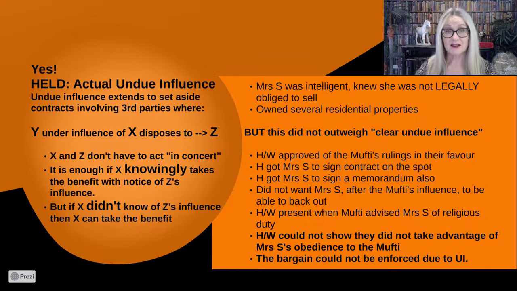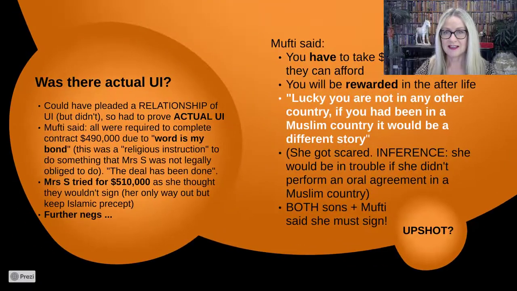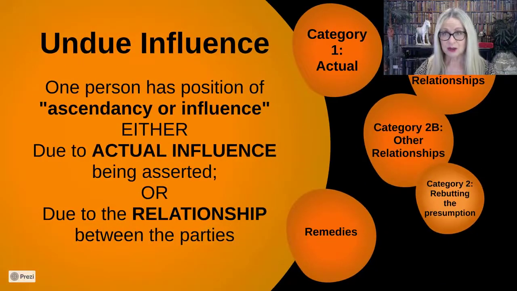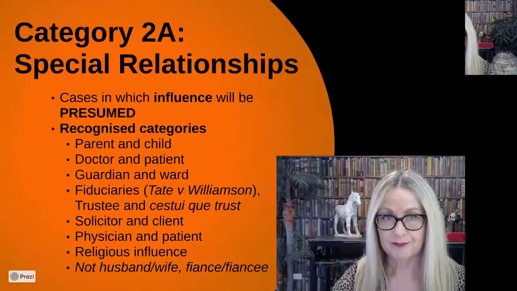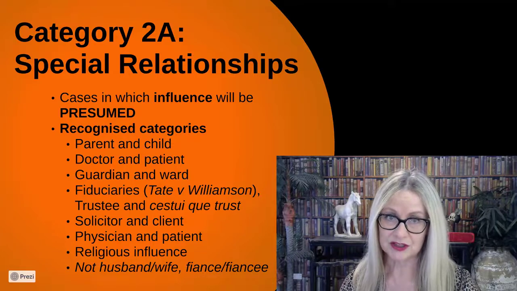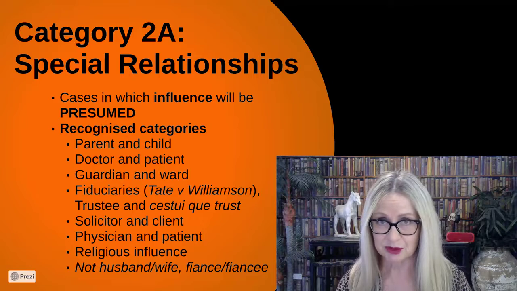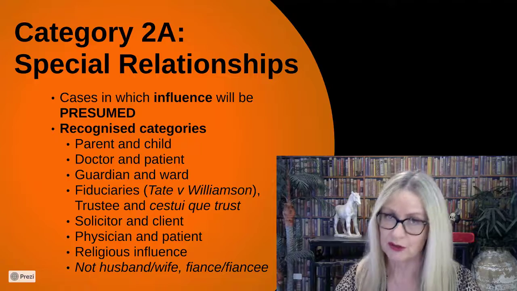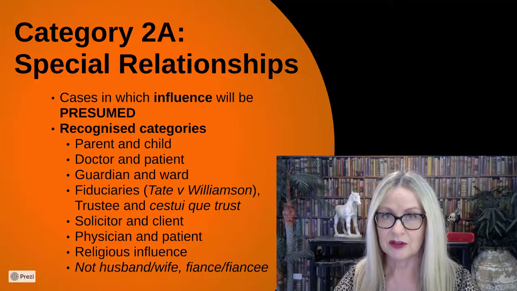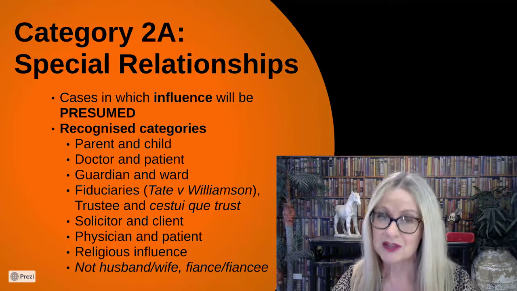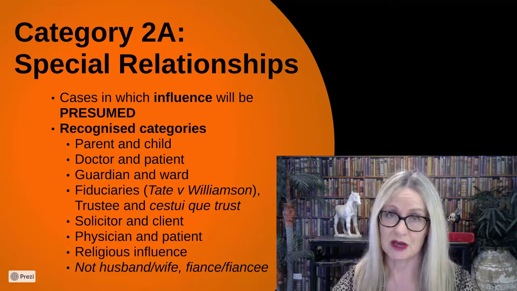So that is Khan and Khan. As I say, interesting on a number of different levels, really. So that's actual undue influence. And now we need to look at relationship-based undue influence. And the first category is category 2A, and these are the special relationships. As I say, these will throw up an automatic presumption that there has been a situation of undue influence, and it is then for the beneficiary of whatever contractual advantage is trying to be retained by the recipient. It's going to be up to them to actually disprove the undue influence.